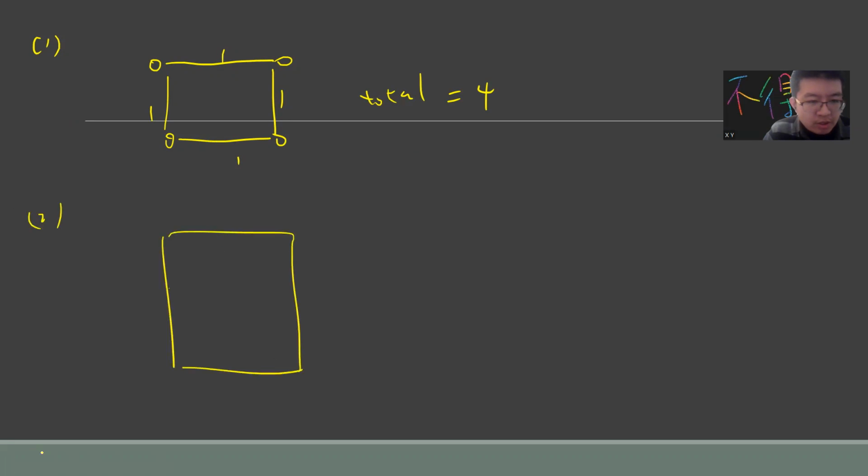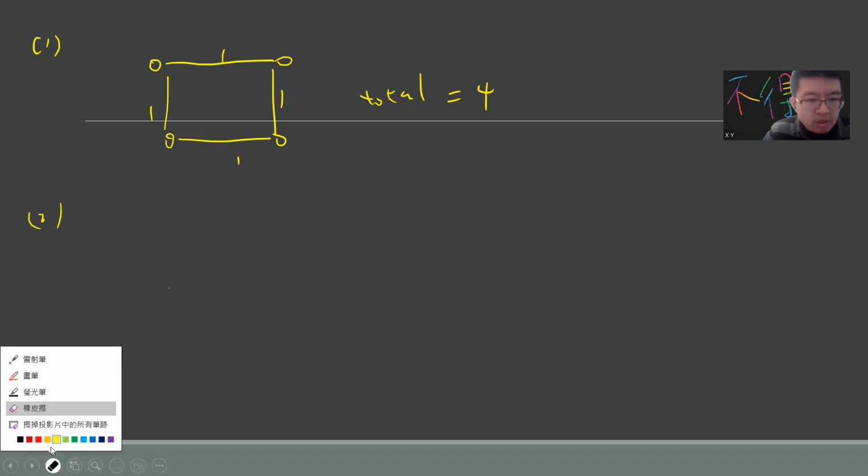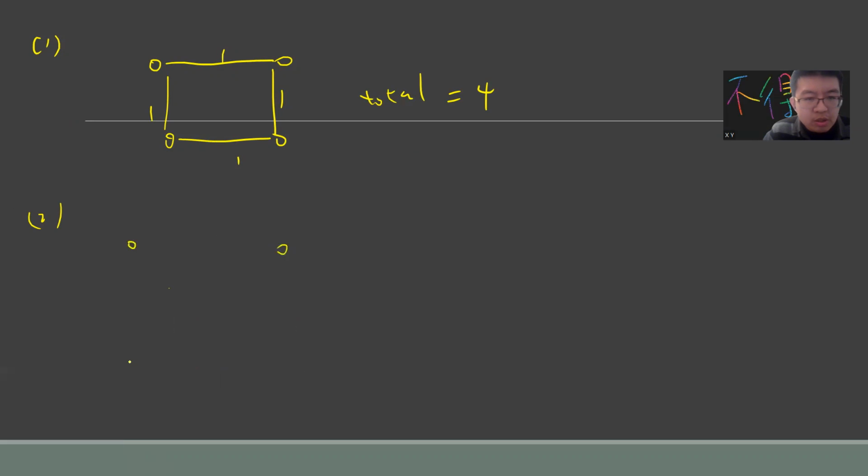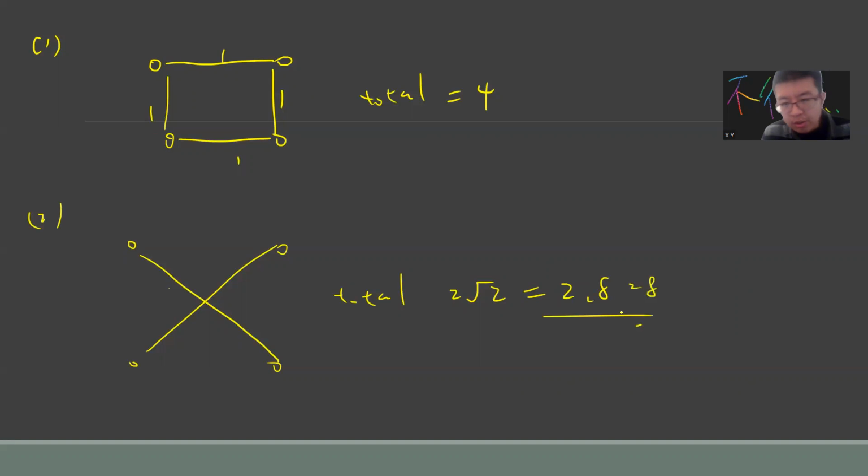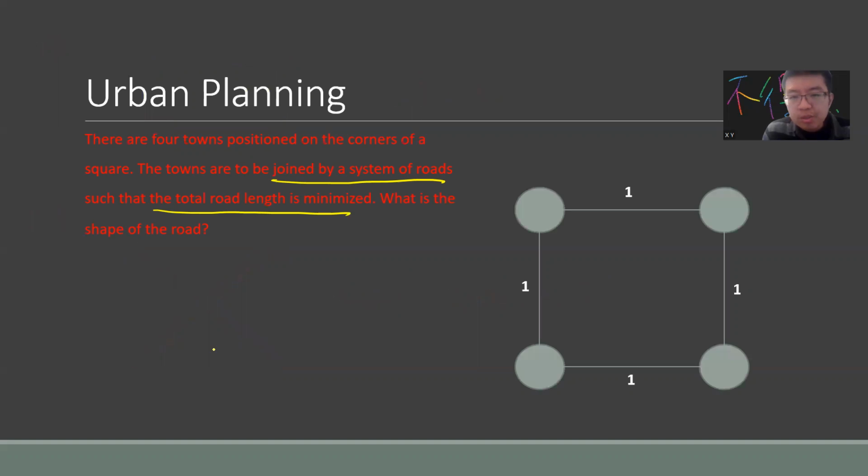Another naive guess, or maybe this is the intuitive solution, is the following. You can do this. Now you start from each town and go to another town. So the total length is 2 square root of 2, which is 2.828. Most people will think that this is the best, because this is the most symmetric. But the answer is no.